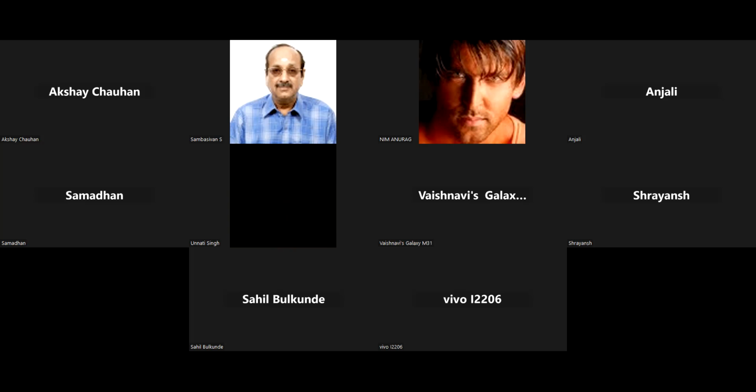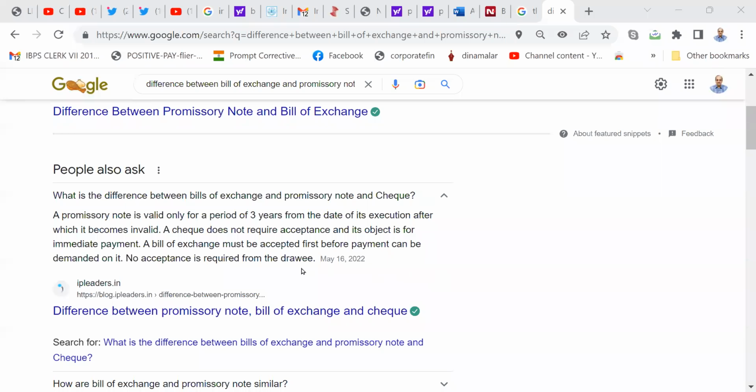Otherwise, what we can do here, number one, we can search in Google also. Google uncle will help us. Difference between bill of exchange and what else you asked? Promissory note. So many people have asked, it seems, because the moment I type, it comes like this. So I will show you this link. I'm just searching in Google: what is the difference between bill of exchange and promissory note and check? Are you seeing this, Anurag? Yes, sir. It is visible.